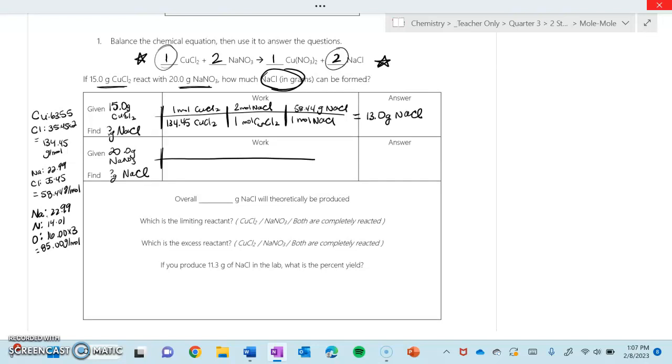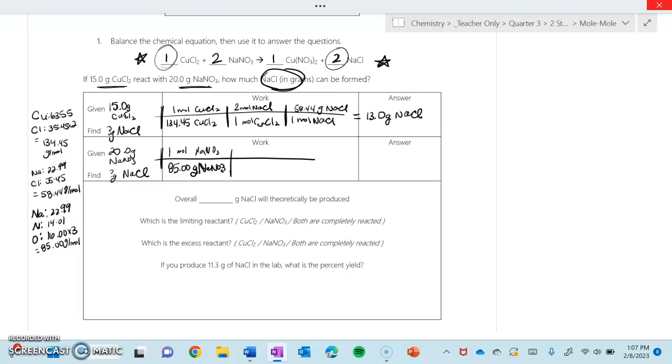Okay. Now we're ready again to start our process. We're going to do the molar mass of sodium nitrate this time, then a mole ratio to change the compound, and then finish with that same salt molar mass since we're finding the same product. All right, 85 we said is the mass of sodium nitrate. And that's in 1 mole. Okay, so there's our first step.